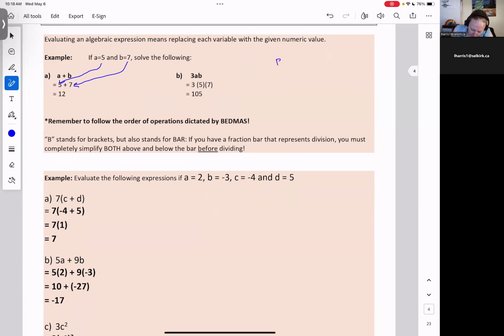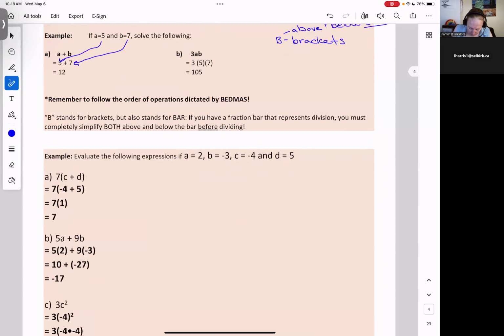new rule for you. The B we know already stands for brackets, so anything in parentheses, but it also stands for above and below the bar. So if you have a fraction bar, you have to evaluate above and below that bar before you divide. Above and below bar.